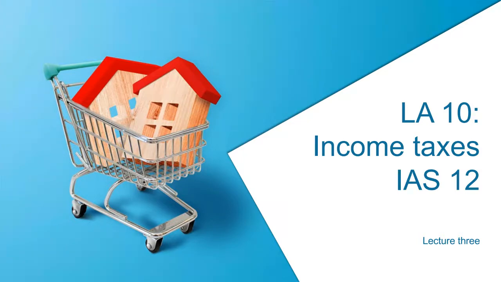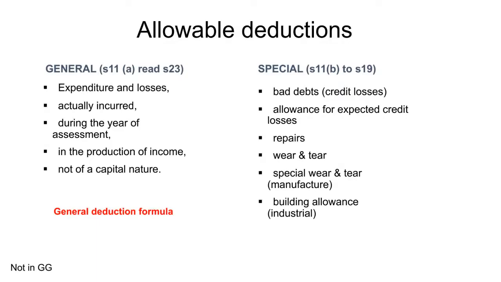Now, you will remember that we said one of the things that the taxman will have in his calculation for taxable profits is allowable deductions, right? And we spoke a little bit about the general deduction formula. But today we want to just focus in a little bit on some special deductions, right? And so for example, the first thing we're going to talk about is bad debts or credit losses, right? In accounting, we call it credit losses.